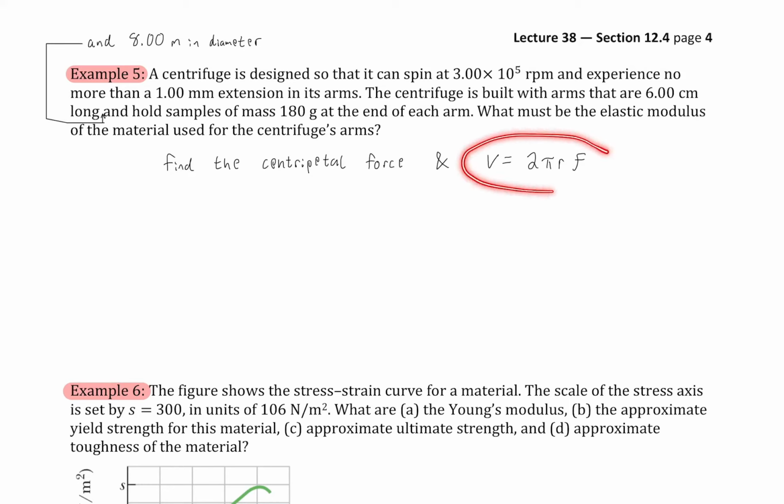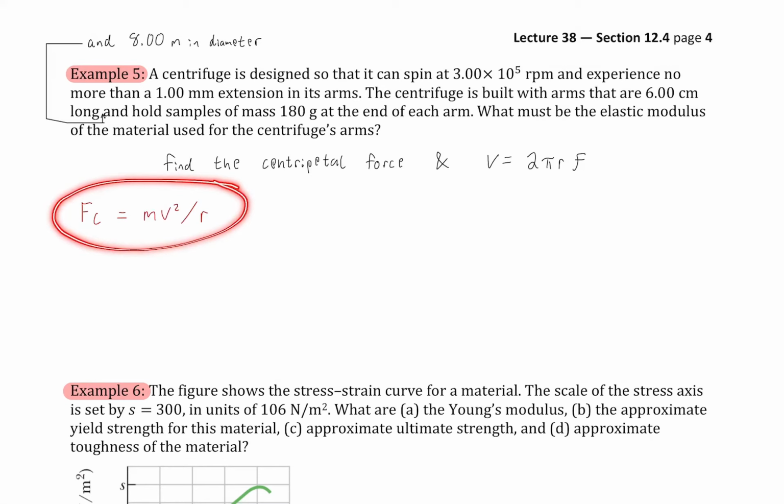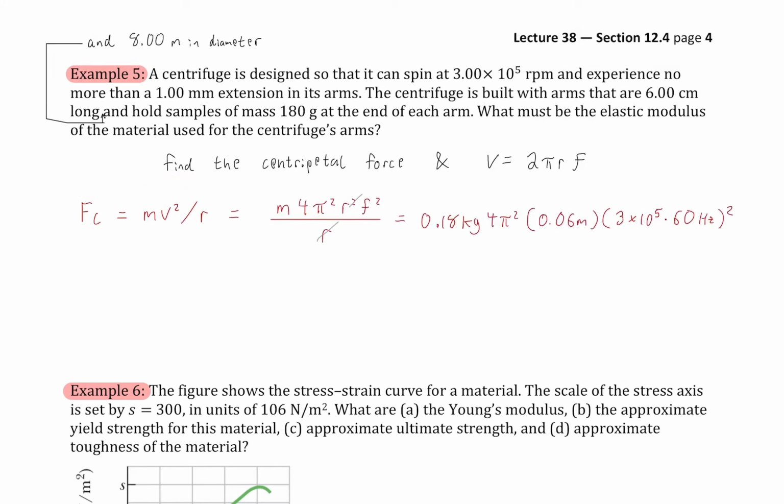All right, and remember that for uniform circular motion, the velocity is the circumference times the frequency. Okay. All right, so then our centripetal force formula is mv squared over r. We'll substitute in for v using 2 pi rf. So then we have a 4 pi squared r squared f squared. That's going to cancel out one of the r's as I show here. And then we can go ahead and plug in all our values to get the centripetal force.